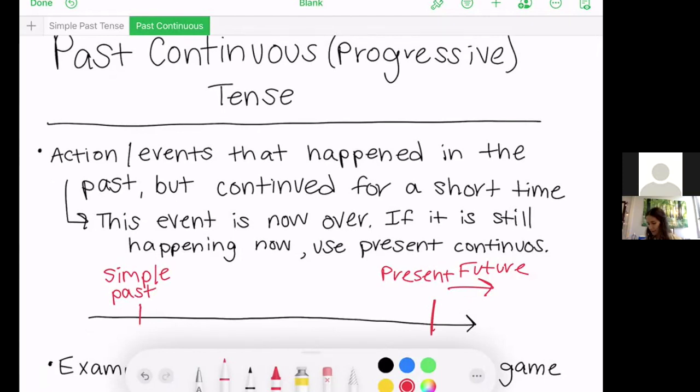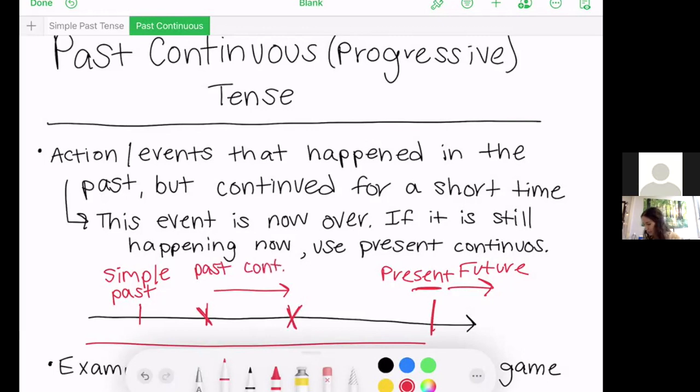What could that mean? So past continuous is, like I said, an action or event that started in the past, right? All of this, it's the past because the future and the present are way up here. So this is something that would happen on this timeline, and then it would continue for a short amount of time, but it still ends in the past. Okay, so it's something that began in the past and ended already. So past continuous or progressive.